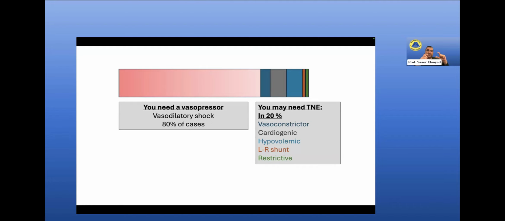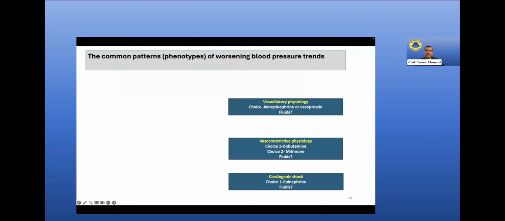Because normal pulse pressure will reassure you that the heart performance is okay. You can do echo just to reassure you that you are not missing a shunt or anything else. But you can start the treatment with a vasopressor based on the clinical assessment. But in the 20% of the cases, when you have normal pulse pressure due to vasoconstrictor physiology, cardiogenic shock, hypovolemia, left-right shunt, or restrictive physiology, you need to do TN echo.